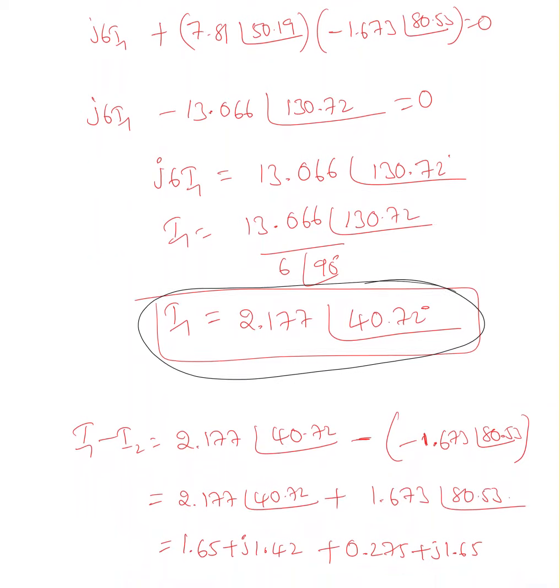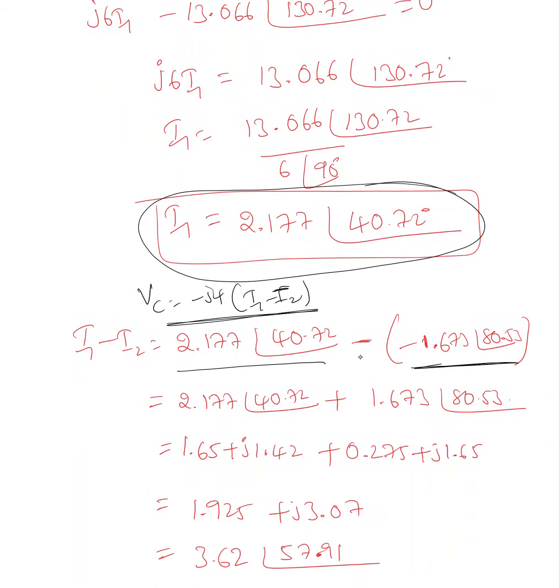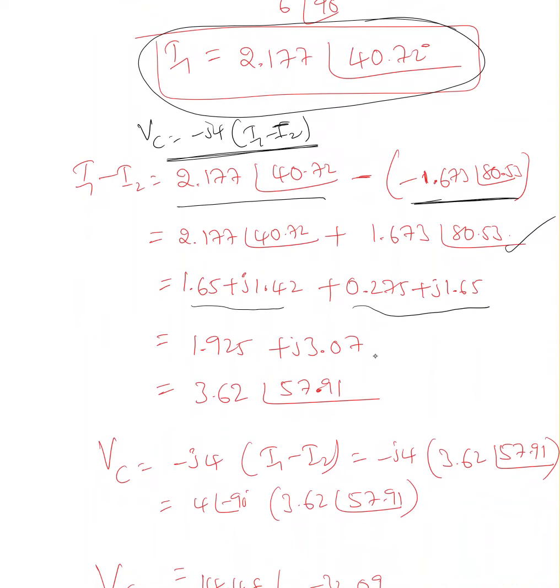Our goal is finding VC. VC equals minus J4 times I1 minus I2. That's the voltage drop across the capacitor. So I1 is 2.177 at an angle of 40.72, I2 is minus 1.673 at an angle of 80.53. So minus of minus will become positive. Convert that into rectangular format: 1.65 plus J1.42 plus 0.275 plus J1.65. Add them together, end up with 3.62 at an angle of 57.91.